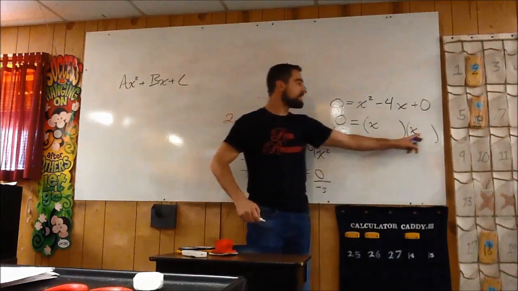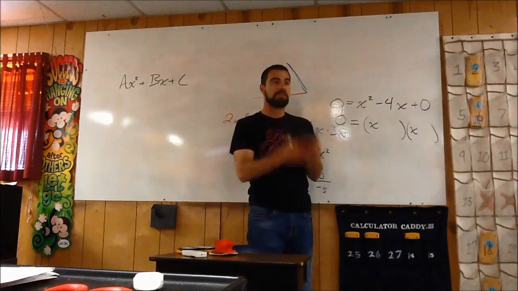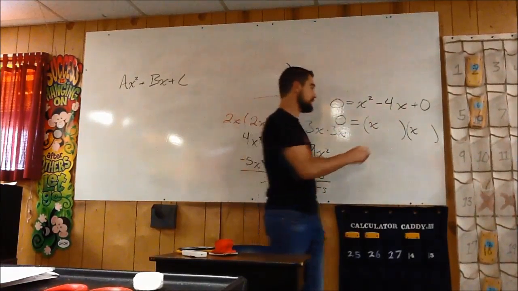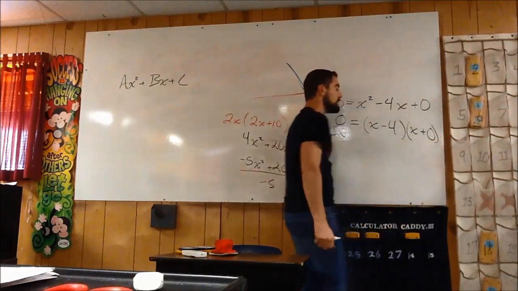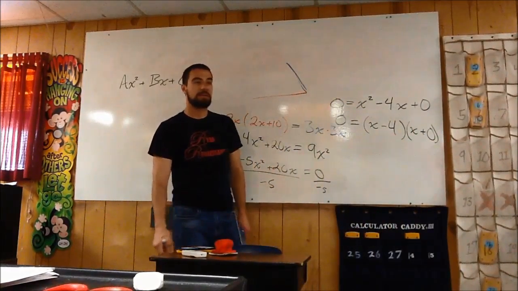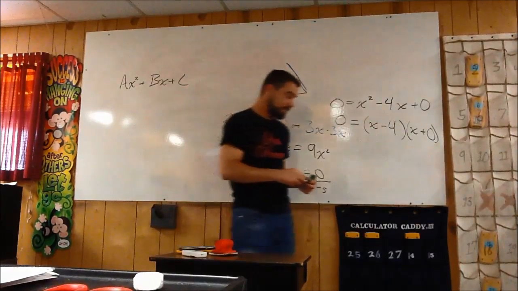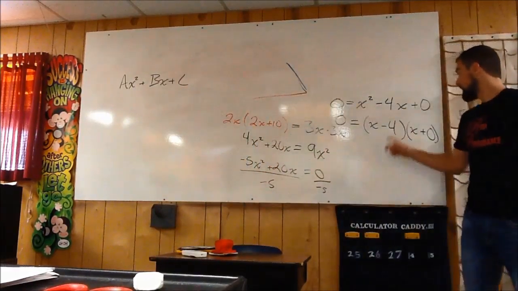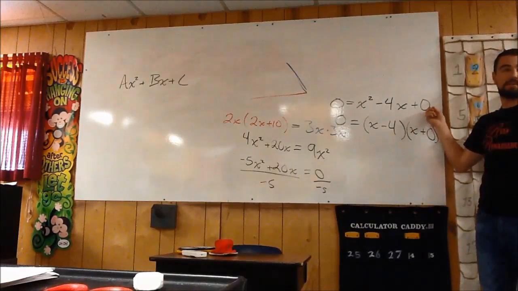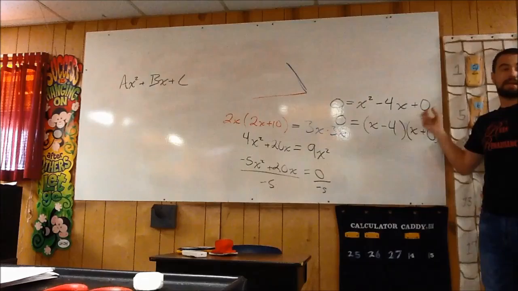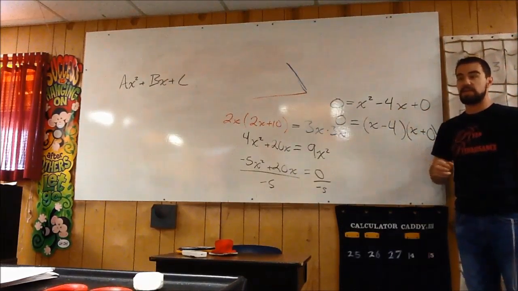So what two values are going to, product is going to be 0, but they're going to sum up to be a negative 4? Negative 2 and negative 2? That'd be negative 4 and 0. Negative 4 times 0 is 0. And then when I combine these two, 0 and negative 4 gives me that negative 4.